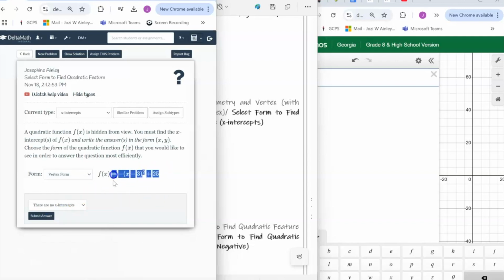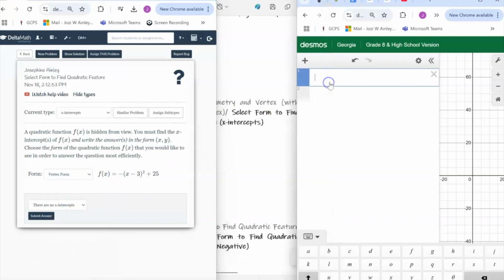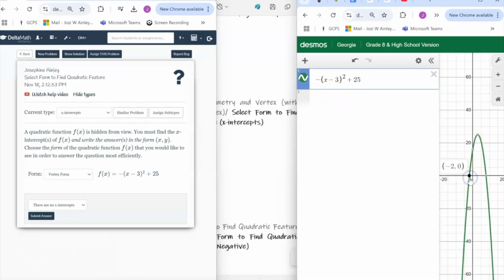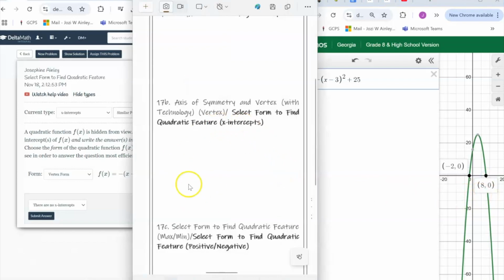So here's the equation they give you, they ask you to find the x-intercepts. Go ahead and just type it in and look at it. So we're going to have x minus 3 squared, all right, minus 25. And where does it cross the x-axis? At negative 2, 0, and at 8, 0. Please write down an explanation as well as a question here on how to find x-intercepts.